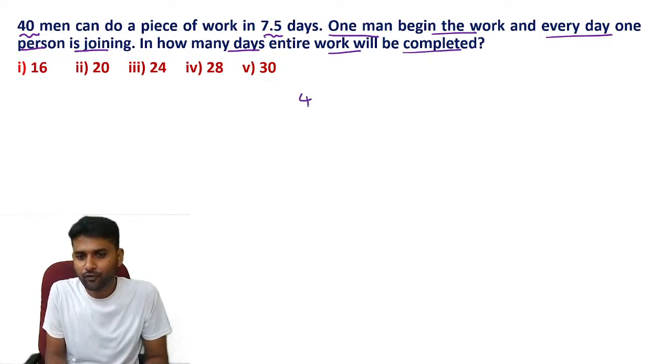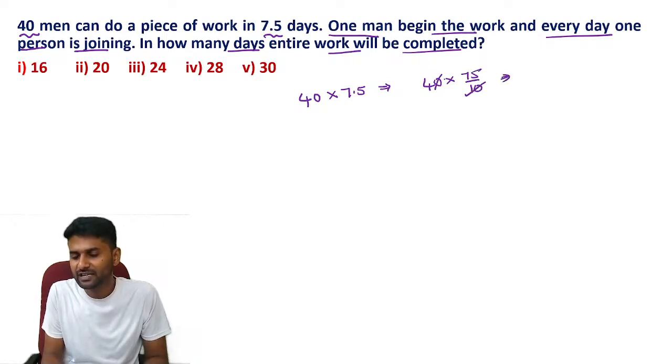Here the planning: 40 men can do the piece of work in 7.5 days. Go through the further calculation. 40 into 75 by 10. Just cancel these two values. If 75 is multiplied by 4, it is exactly equal to 300.